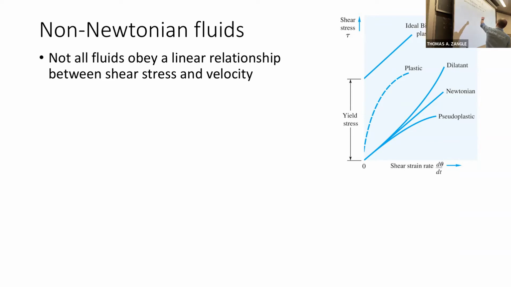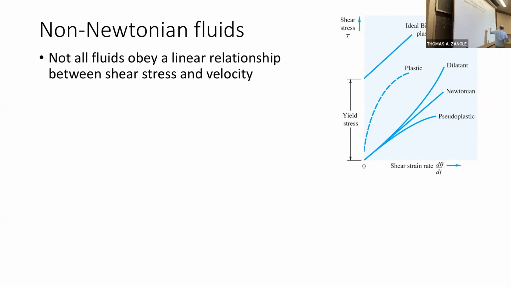So basically, not all fluids obey a linear relationship between shear stress and velocity gradient, like we assumed for a Newtonian fluid. This is a plot of how shear stress changes with the rate of strain, or the rate at which we are deforming a fluid element. And remember, in a Newtonian fluid, we assumed that the shear stress, tau, was proportional to d theta dt, the rate at which we shear a fluid element. So what's the slope of this line for a Newtonian fluid? Mu. I heard mu. Yeah, mu. The viscosity is the slope of this line for a Newtonian fluid.